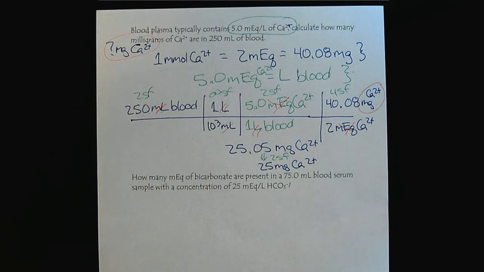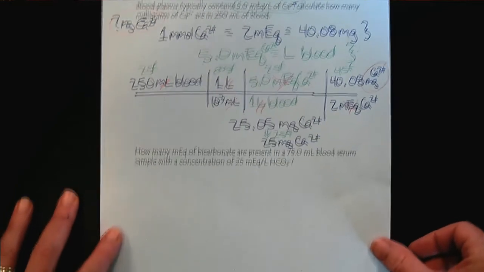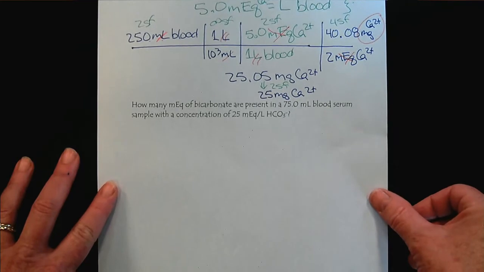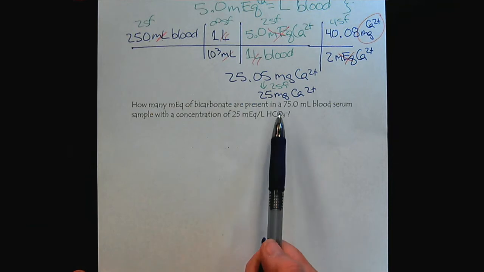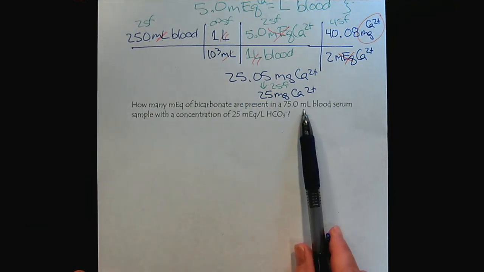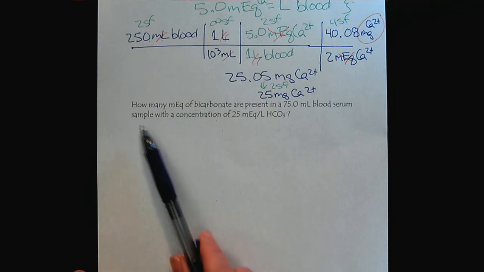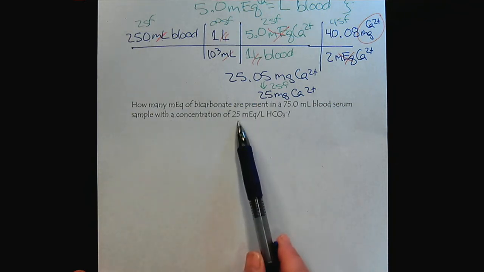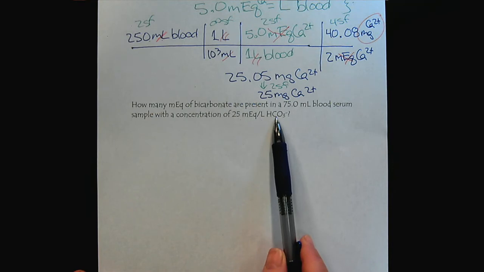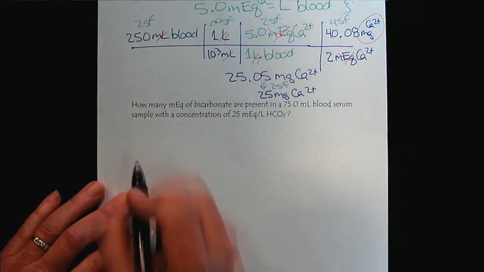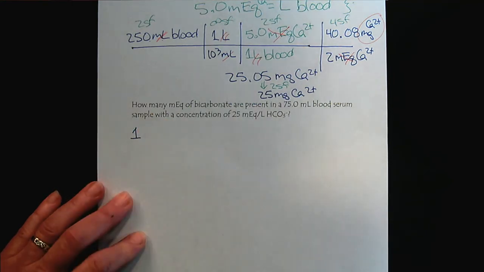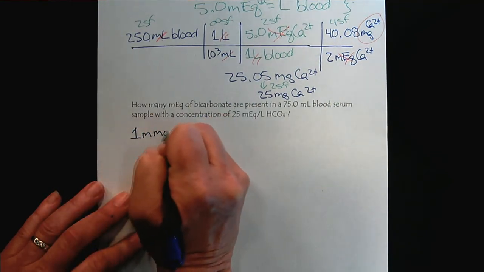Alrighty, let's try one more practice calculation before you get started on your homework. How many milliequivalents of bicarbonate are present in a 75 milliliter blood serum sample with a concentration of 25 milliequivalents per liter of bicarbonate? Alrighty, so we have milliequivalents, so we'll go 1 millimole.